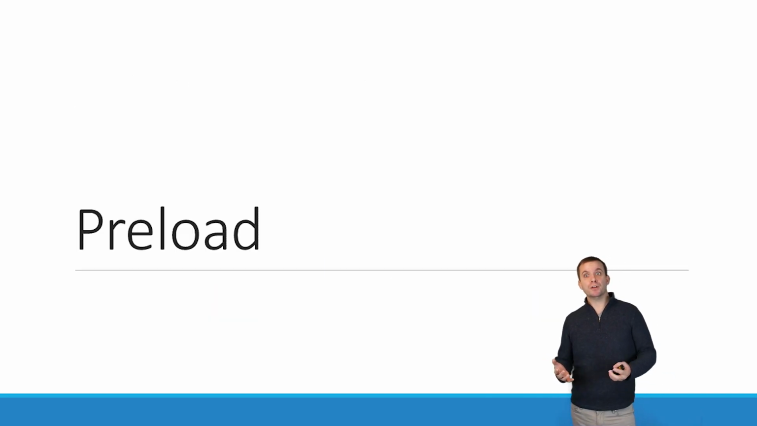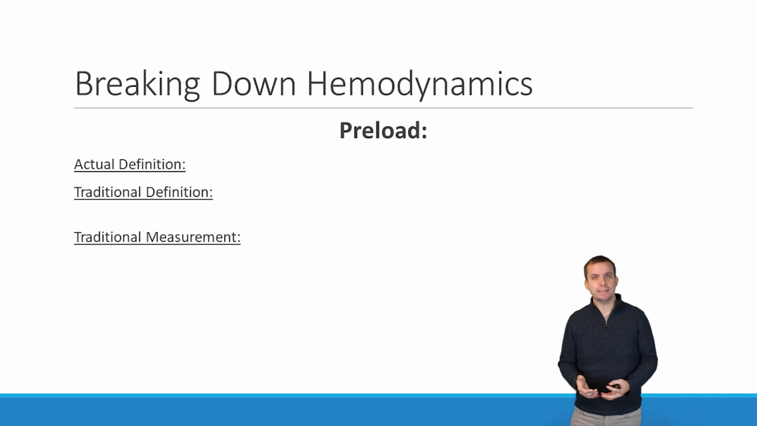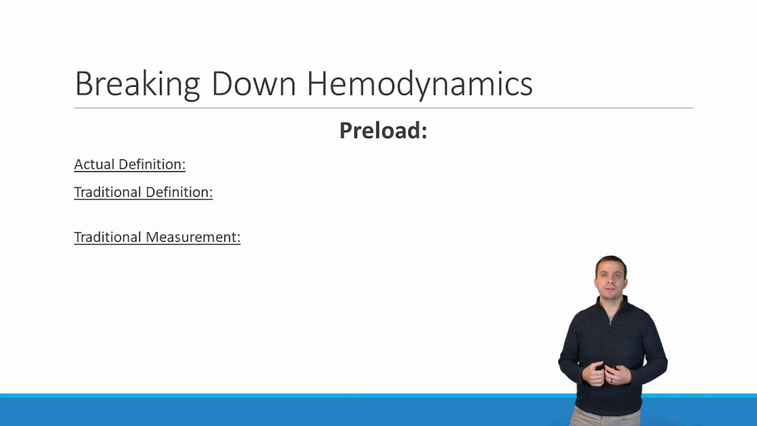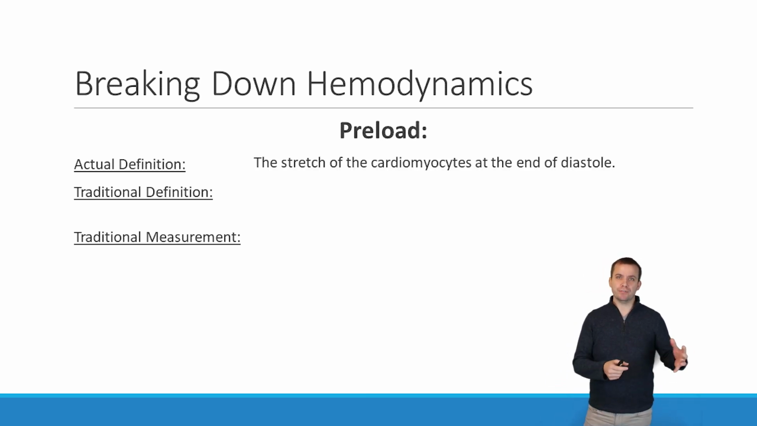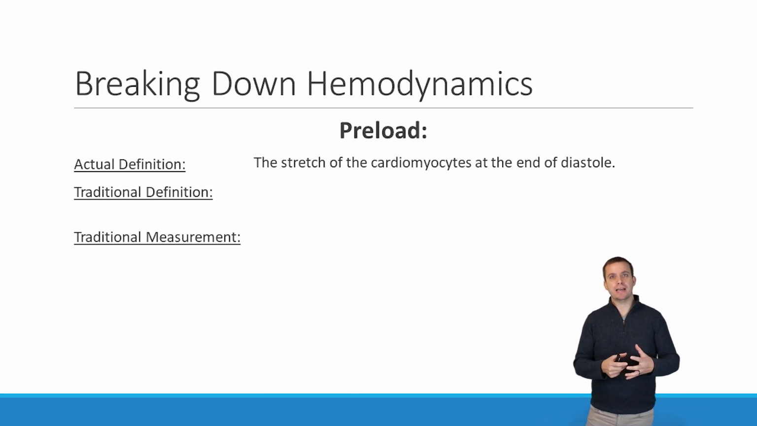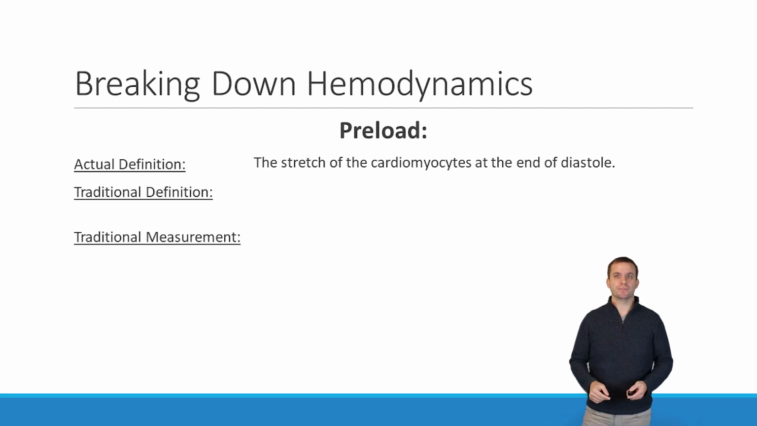The first thing we're going to talk about is preload. So I always like to think that there's the actual definition, the traditional definition that typically gets taught, and then how we traditionally measure stuff. And then I'm going to go into some other ways we can measure stuff since we're getting into more advanced hemodynamics. So the actual definition is the stretch of the cardiac myocyte at the end of diastole. So it's the stretch of that muscle at the end of diastole.